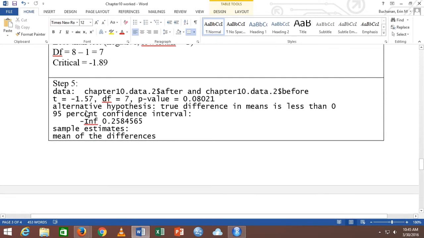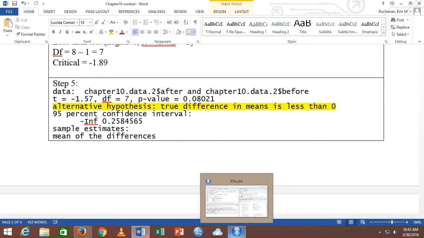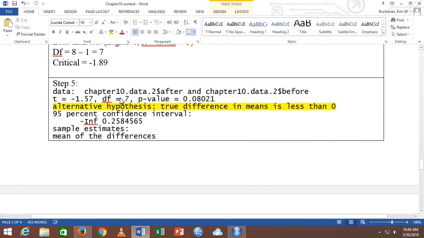The other thing that I don't think I mentioned last time is it says the alternative here in the output. So you see it says true difference in means is less than 0. So that should match your research hypothesis. So it tells you what the research hypothesis should look like. So the difference, less, so less than 0. So that population is always assumed to be 0. So that line changes based on what you write in your alternative piece.